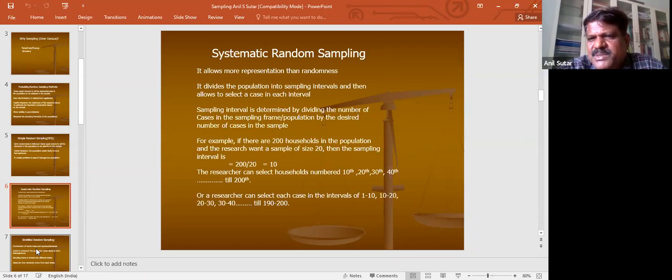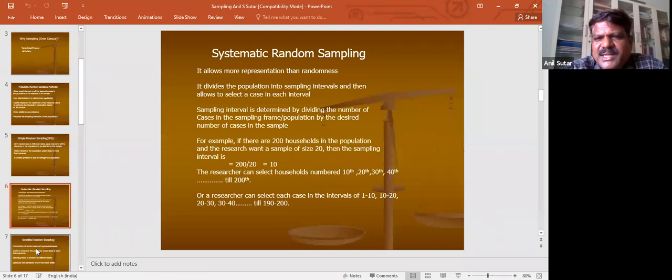There is not one random sampling method. There are several subgroups within random sampling. When you say that you are proposing to use random sampling, be specific whether you are using the simple random sampling method or systematic random sampling method or stratified random sampling method or other. So here is the second case, the systematic random sampling method.